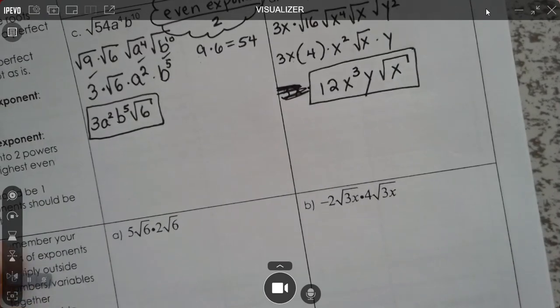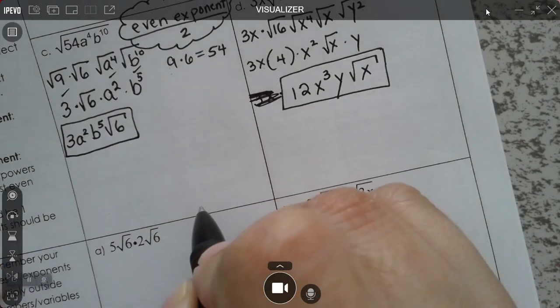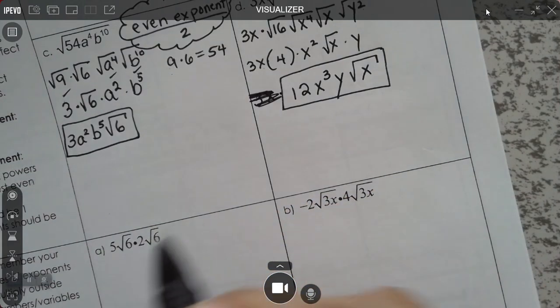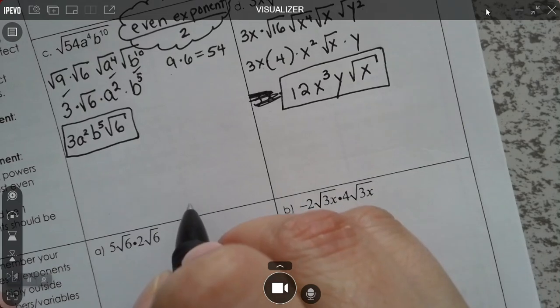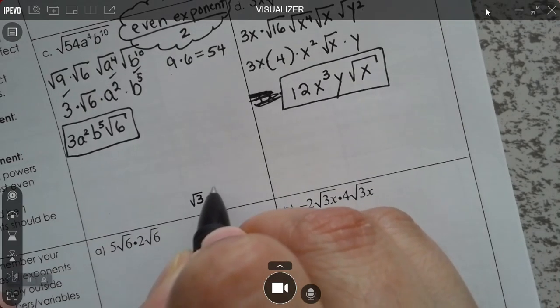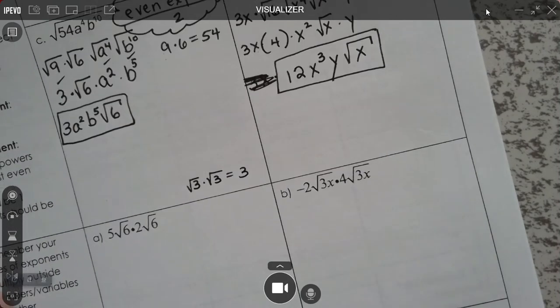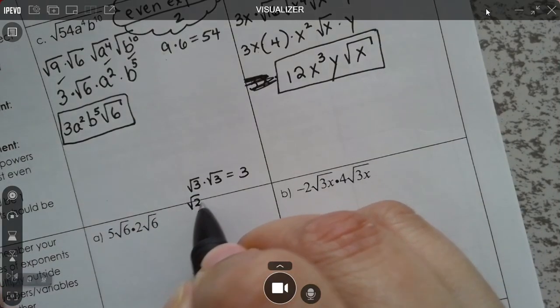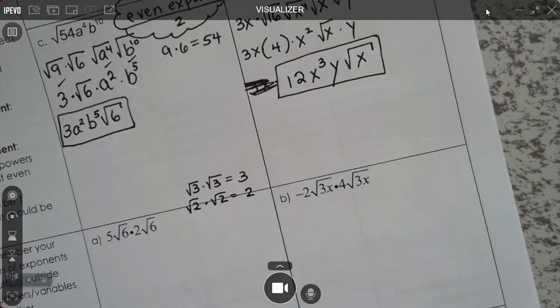Okay. Here's another little trick that you guys tend to forget: when you multiply a radical by itself, the radical goes away. So if I say radical 3 times radical 3, that just becomes 3. Why? Because what's 3 times 3? 9. And what's the square root of 9? 3. If I say radical 2 times radical 2, that just becomes 2. Why? Because 2 times 2 is 4. And what's the square root of 4?